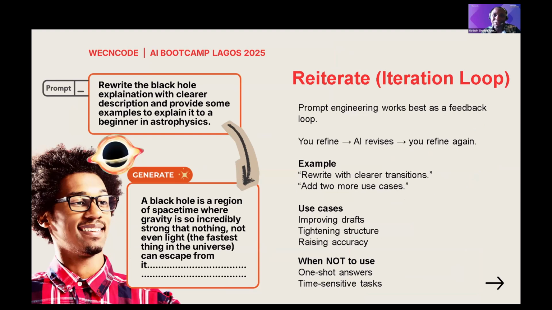So the AI still generates a response for you again. The good thing I like about models is that they are not tired, they are not human beings. So if you rephrase the prompt 10 times, it will still give you an output. So here it says a black hole is a region of space-time where gravity is so incredibly strong that nothing, not even light, the fastest thing in the universe, can escape from it. Refining the prompt for you.